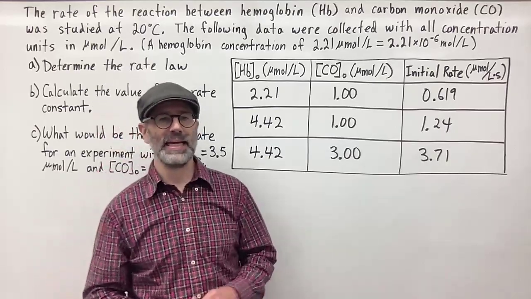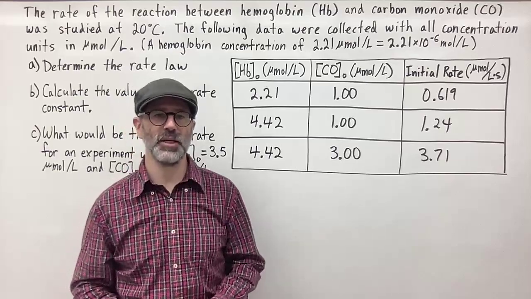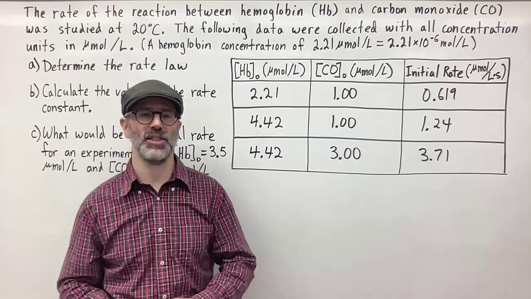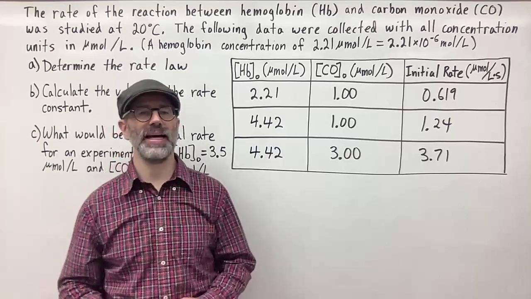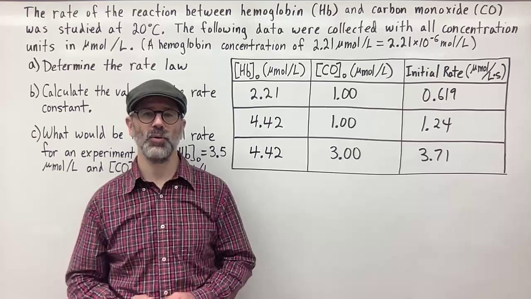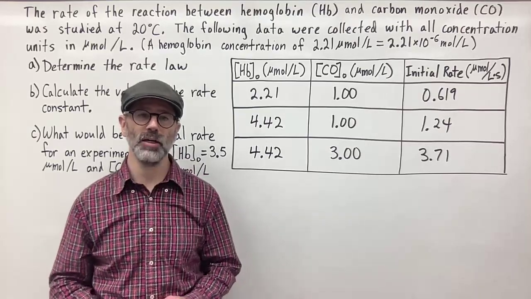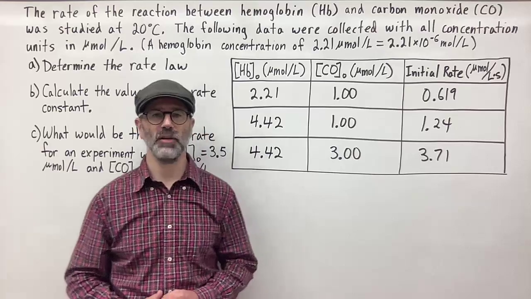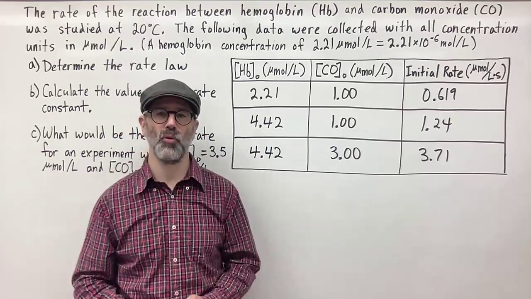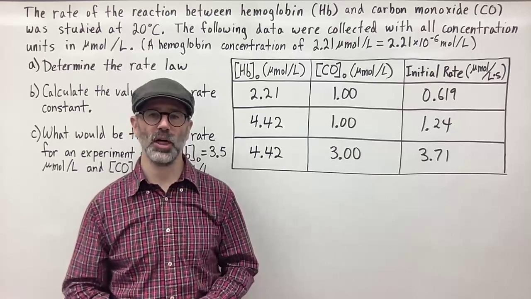In this problem, we're given that the rate of the reaction between hemoglobin Hb and carbon monoxide CO was studied at 20 degrees Celsius. The following data were collected with all concentration units in micromoles per liter. A hemoglobin concentration of 2.21 micromoles per liter is equal to 2.21 times 10 to the negative 6 moles per liter. Why?